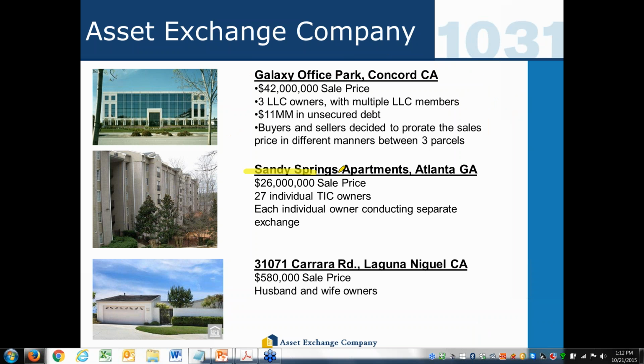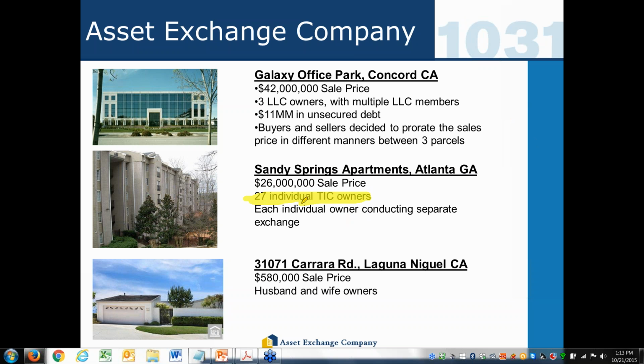Let's talk about the next transaction here on the list. This is the Sandy Springs apartment building that sold for $26 million. And the interesting thing about this transaction was that the building itself was owned by 27 individuals. Now, why is that interesting? Well, you don't really see buildings owned by that many people, especially on the smaller level, but on these big deals we see it all the time.